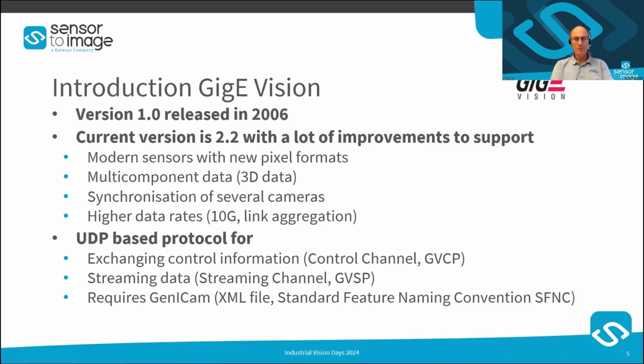GigE Vision itself, as mentioned before, was released in 2006. The current version is 2.2 with a lot of improvements to support modern sensors with new pixel formats, multi-component data, 3D or something like that, synchronization of several cameras, higher data rates. And these improvements are ongoing. GigE Vision itself, from the beginning, is a UDP-based protocol for exchanging control information using the control channel, streaming data using the streaming channel, and it requires GenICam as this XML file and standard feature naming convention to work easily with applications. This is the state today.